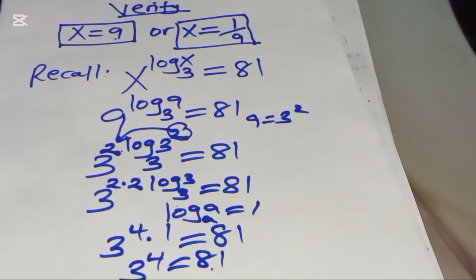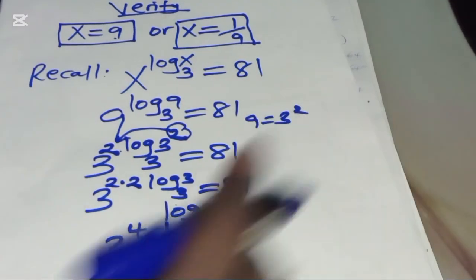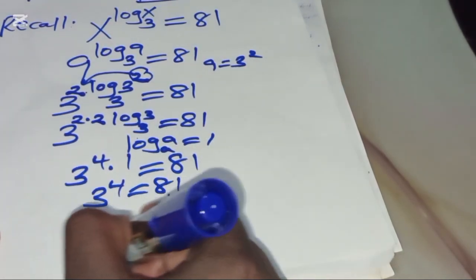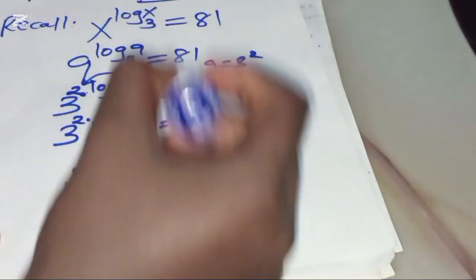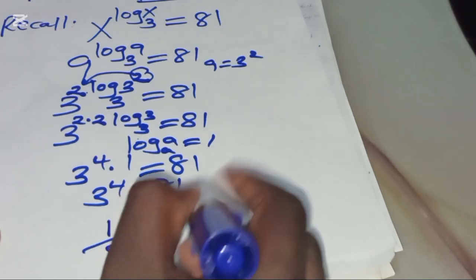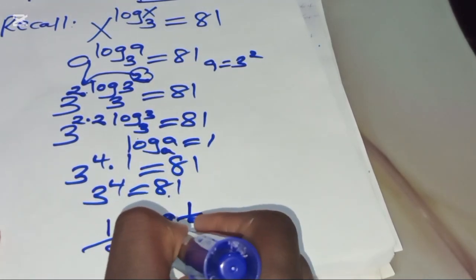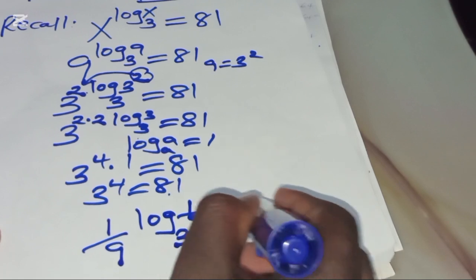Let's check x is equal to 1 over 9. Let's check. So we'll have 1 over 9 to power log 1 over 9 to base 3. This should give us a value of 81.